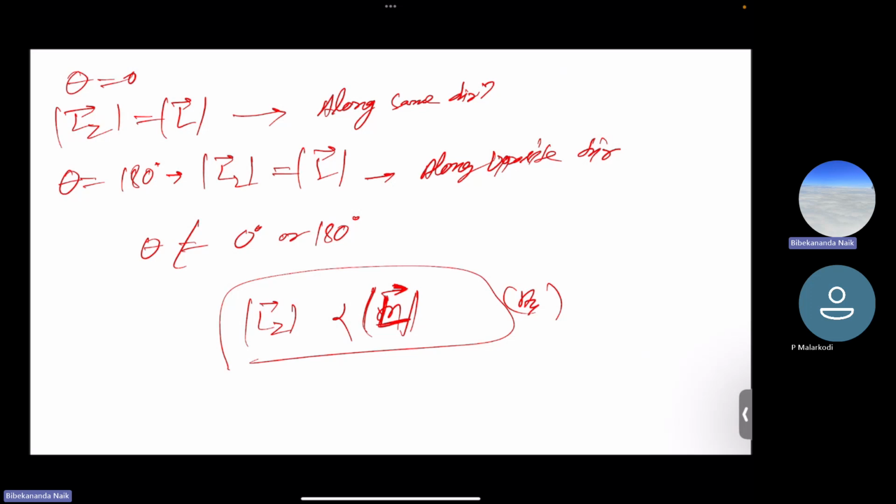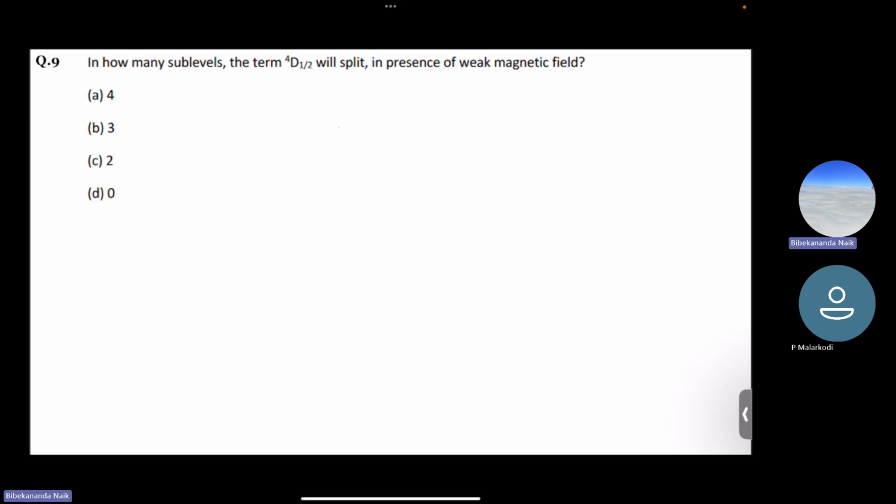Okay, so now we'll move to question number 9. Question number 9 says, in how many sub-levels will the term 4D 1 by 2 split in the presence of a weak magnetic field? Options are option A 4, option B 3, option C 2, and option D 0. So here the state is 4D half. For 4D half, 2s plus 1 is 4. Then what will be the value of s?